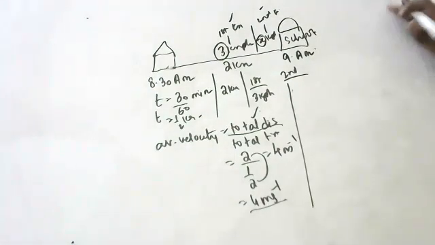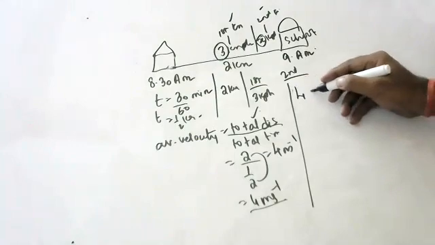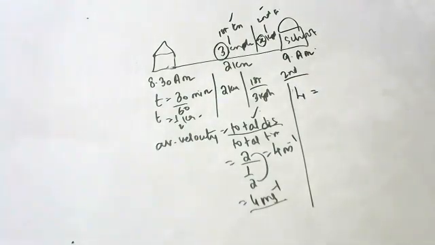So 4 kilometers per hour is the average velocity. What is the average velocity? Average velocity means u plus v by 2. What should we do here, children? To find out the speed for the second kilometer to reach just in time, what is the answer?